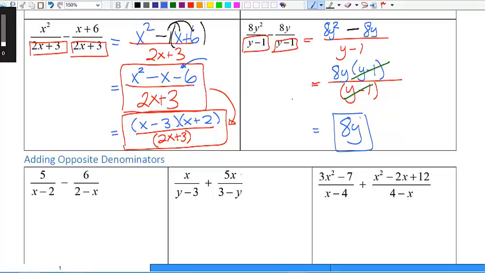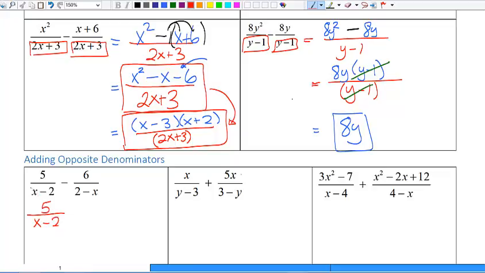Now in this next section, we're adding opposite denominators. Notice that the denominators are really close, but they're not quite the same. So we are going to learn how to make them the same when they're very close and they're only off by a negative. So the first thing I want to do is rearrange all of my denominators so that they are in the same order with x's in the front and numbers in the back.